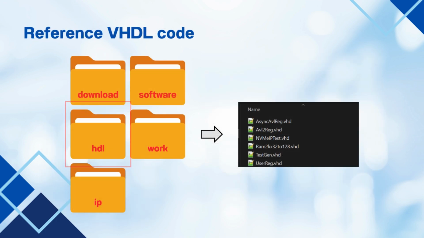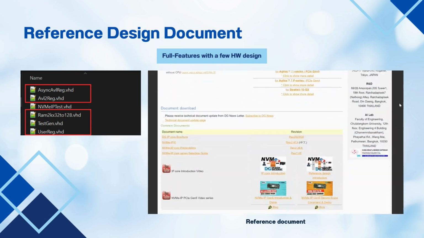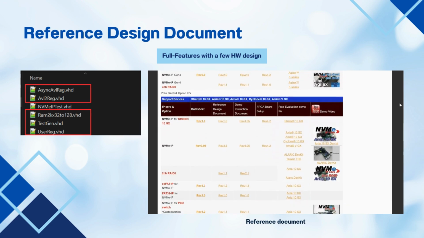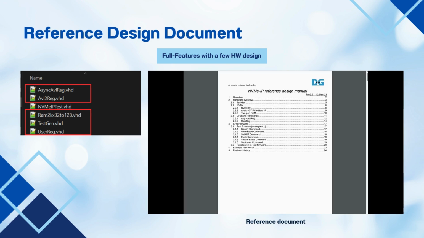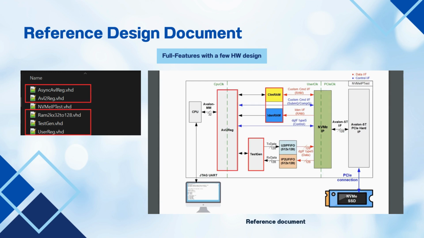Okay, let's move on to the HDL folder. Inside you will find the 6 VHDL modules. These 6 modules are the key parts of the NVMe IP reference design. To help you understand these modules, we have provided a free reference design document on our website that will explain how each module works. As you can see, every module in this folder is documented in detail. This means that for every module here, you can find a detailed explanation in the document.